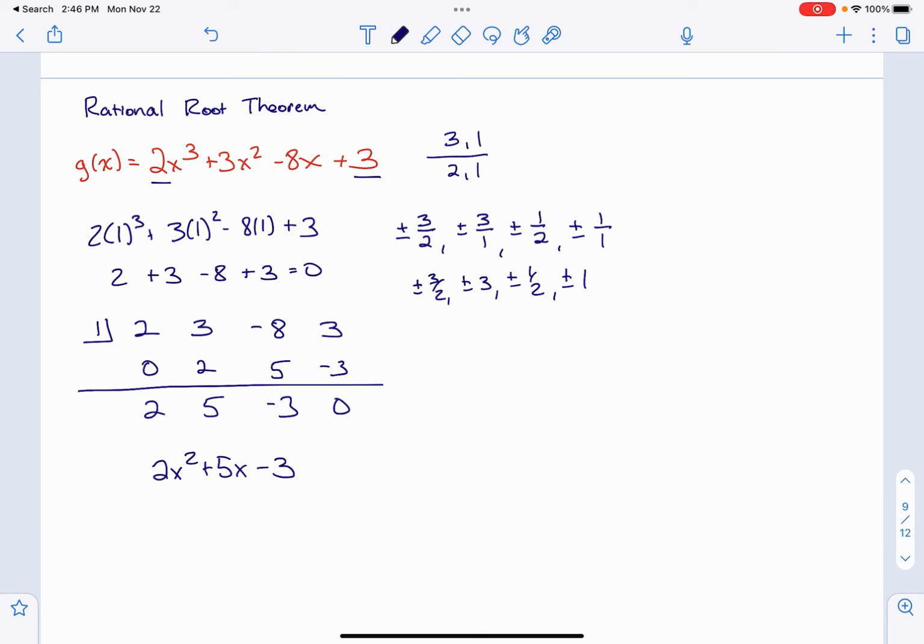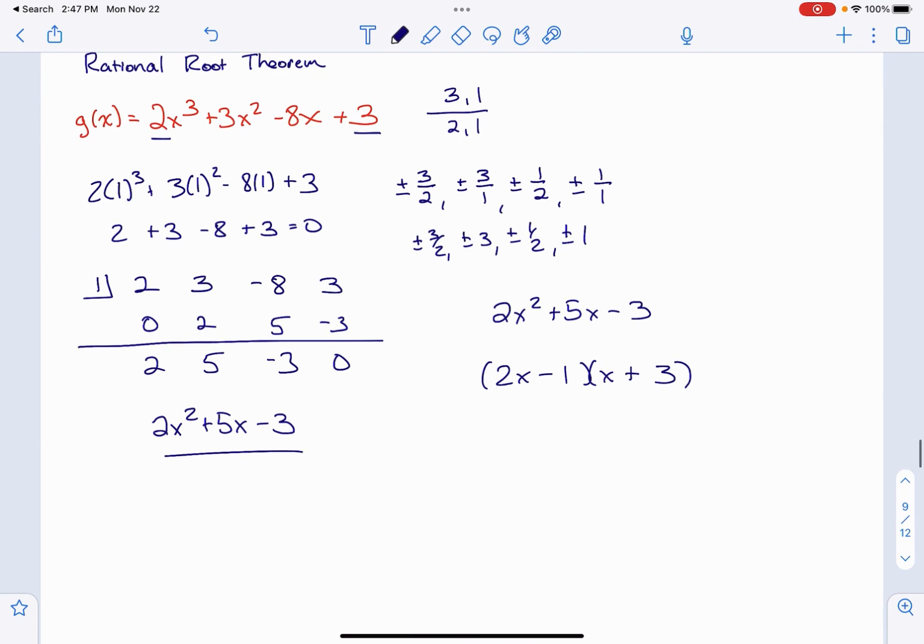Now we could continue to just chug through and find more that would synthetically divide. However, this is a quadratic, and let's see if we can factor it first. So 2x squared plus 5x minus 3 breaks down into 2x and an x, and then a 3 and a 1, with the 3 positive and the 1 minus, and there we go, it's factored. And so essentially we're done now.